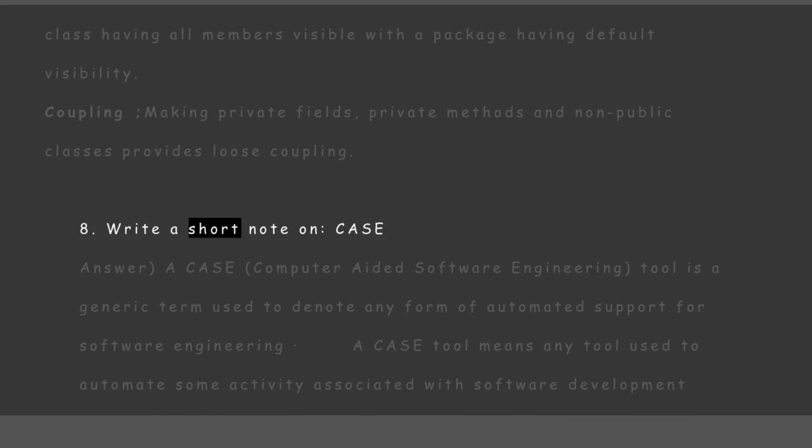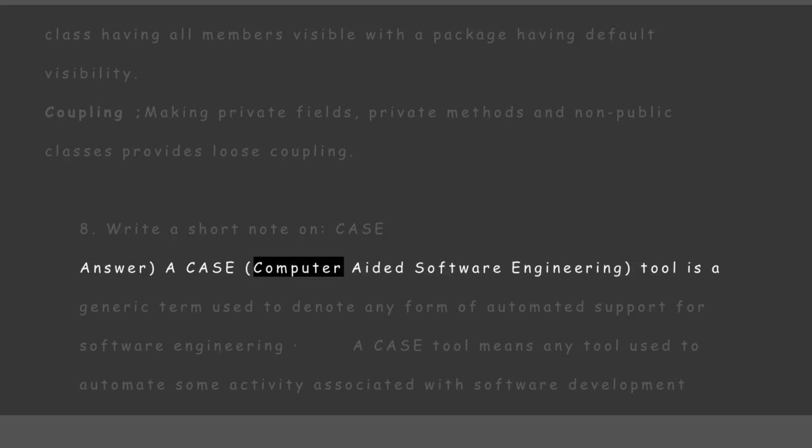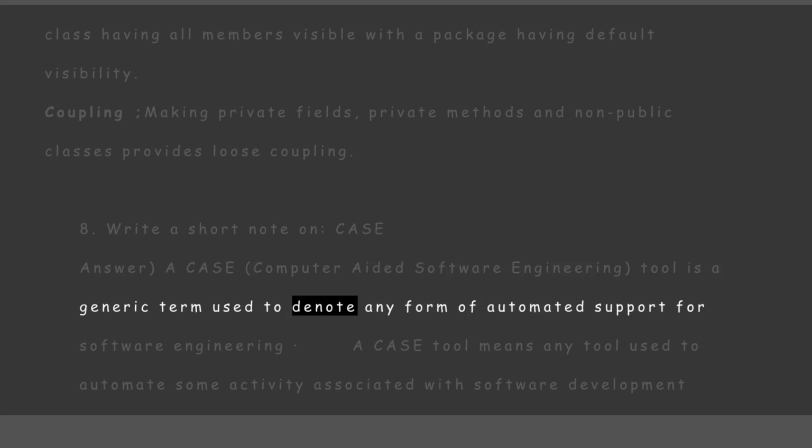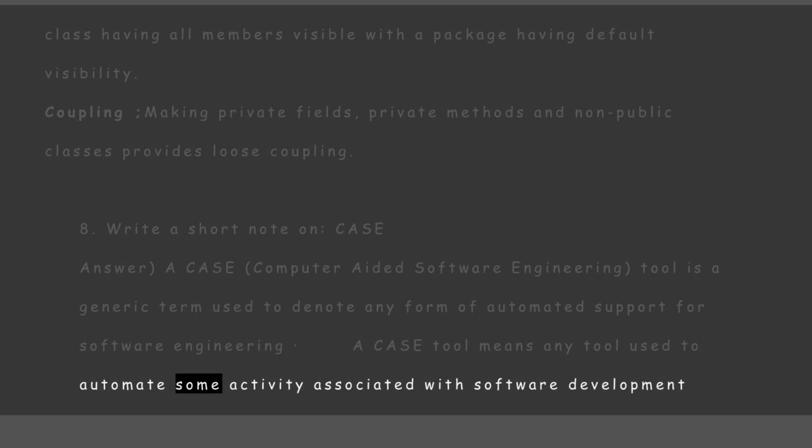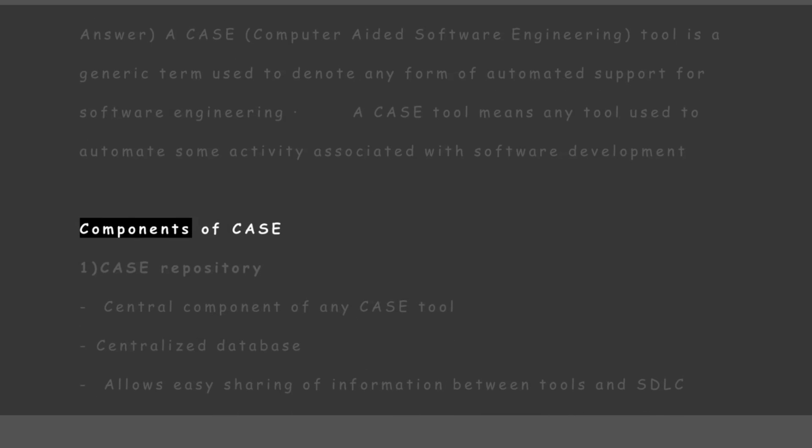8. Write a short note on CASE. Answer. A CASE, computer-aided software engineering, tool is a generic term used to denote any form of automated support for software engineering. A CASE tool means any tool used to automate some activity associated with software development. Components of CASE. 1. CASE repository. Central component of any CASE tool.